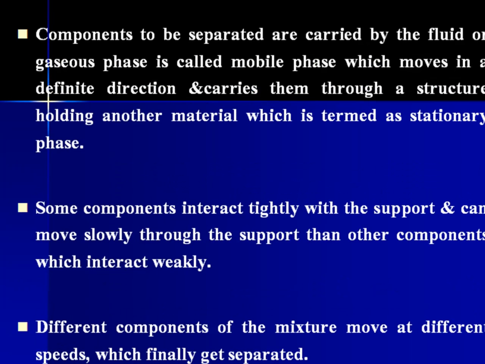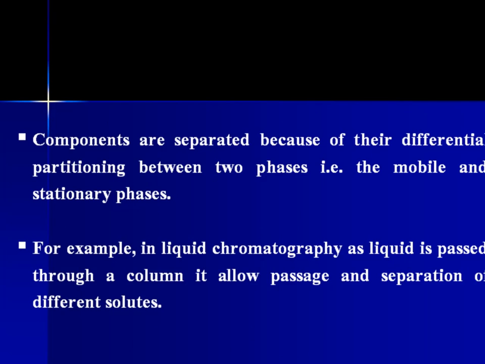Components to be separated are carried by the fluid or gaseous phase called mobile phase, which moves in a definite direction and carries them through a structure holding another material, which is termed as stationary phase. Some components interact tightly with the support and move more slowly through the support than other components which interact weakly. Different components of the mixture move at different speeds and finally get separated. Components are separated because of their differential partitioning between two phases, that is the mobile and the stationary phase.